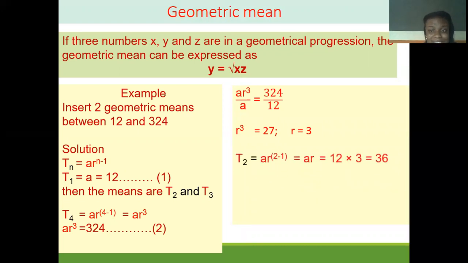So now we can get T2 as AR raised to the power 2 minus 1, which is just AR. So A is 12 and R is 3. 12 times 3 is 36. Then T3 is going to be AR raised to the power 3 minus 1. That's AR squared. So that's 12 times 3 squared, which is 108. That is our T3. So our two geometric means are 36 and 108. So that's that for the geometric mean.